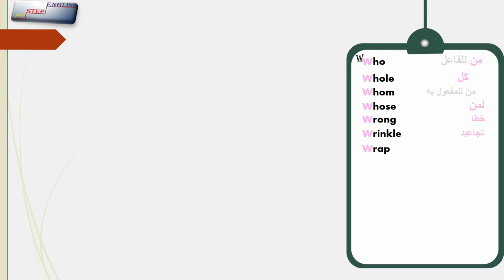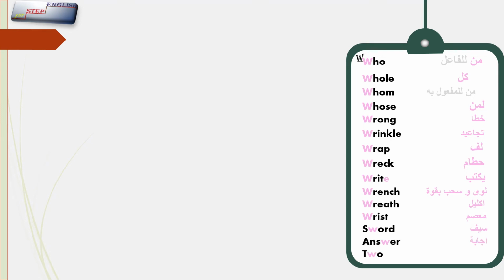The heading now is towards the W. W produces the sound wa. Unfortunately, this sound is muted in many English words. Let's observe these examples. We say who, whole, whom, whose, wrong, wrinkle, wrap, wreck, right, wrench, wreath, wrist, sword, answer, and two. What's common between all of these words?